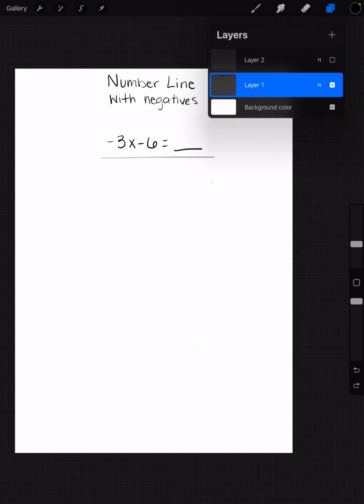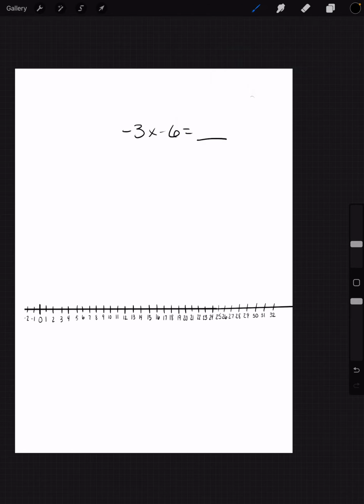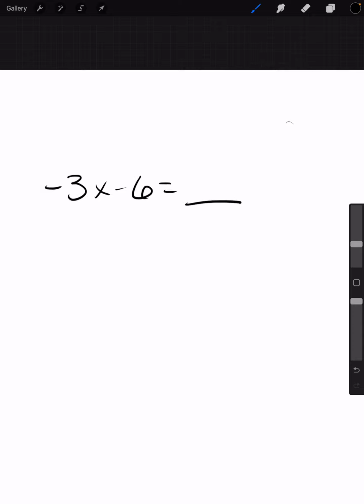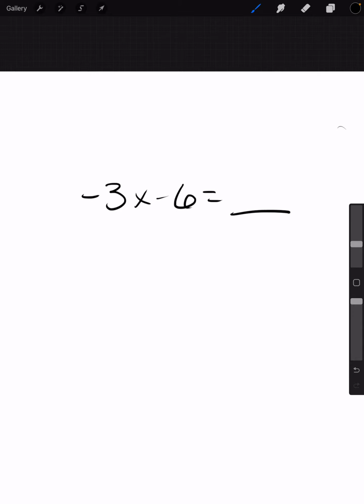I've already drawn out a model of our number line today. This is what we will be using. But before we get to that, we want to pay attention to our equation here. We have -3 times -6. So we could either move 3 times in intervals of 6, or we can move 6 times in intervals of 3.